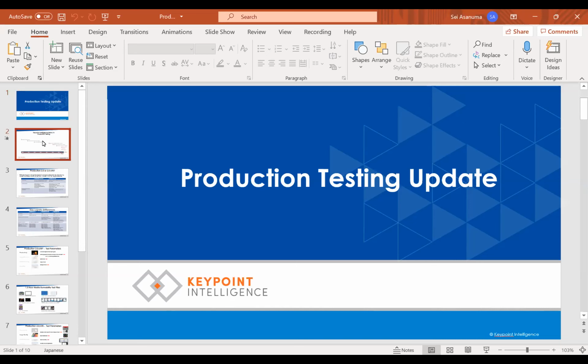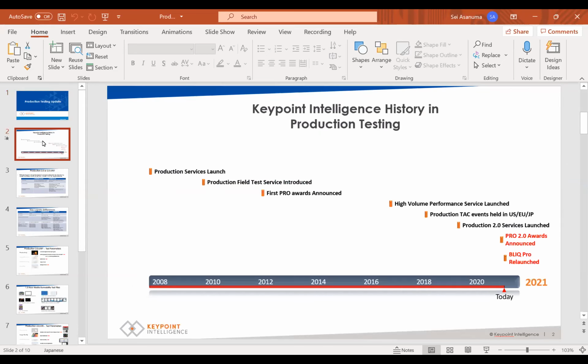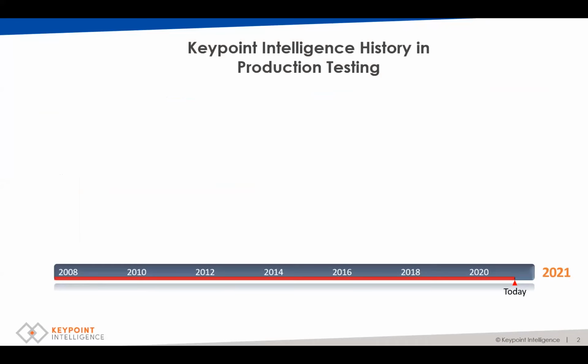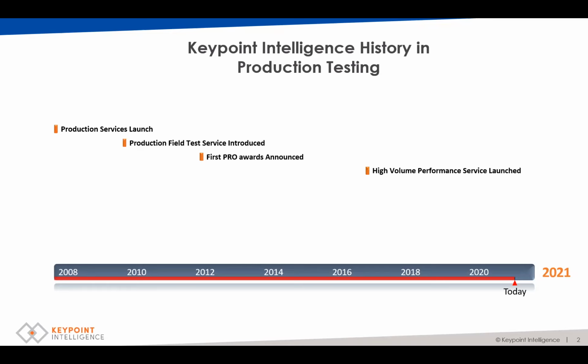Okay, let me go through this PowerPoint to give you a brief introduction about our production database. Our production testing started a very long time ago, in 2008. After many years had passed, around 3 years ago during the TAC meeting, we started to talk to vendors directly and ask for their feedback and opinions, and we gathered them together and created a new test method for production devices.